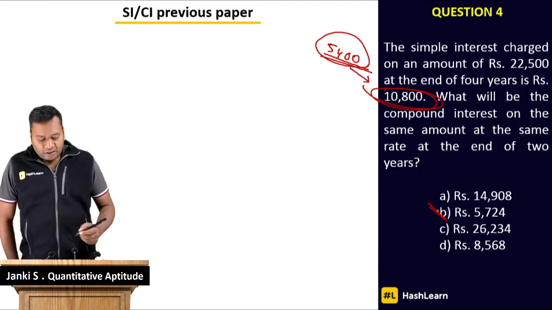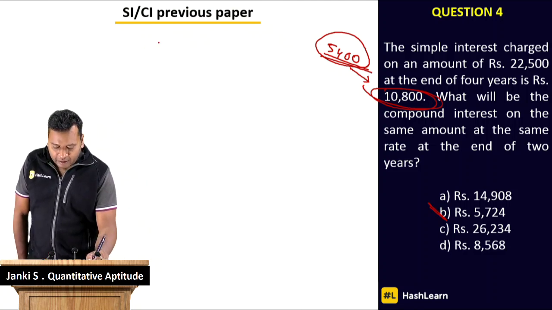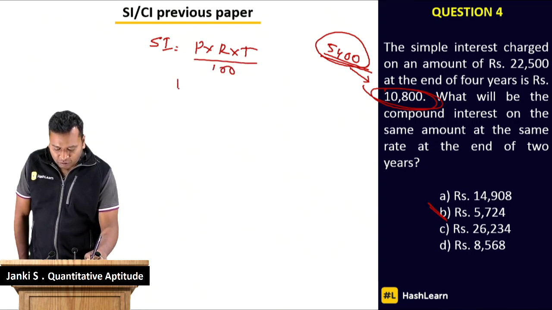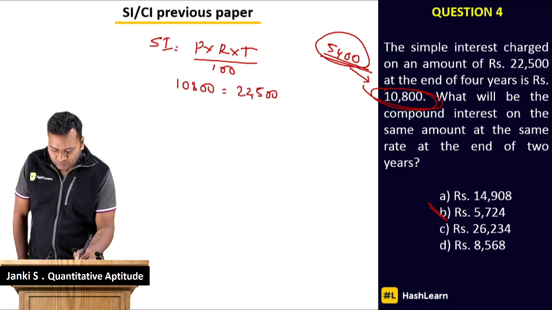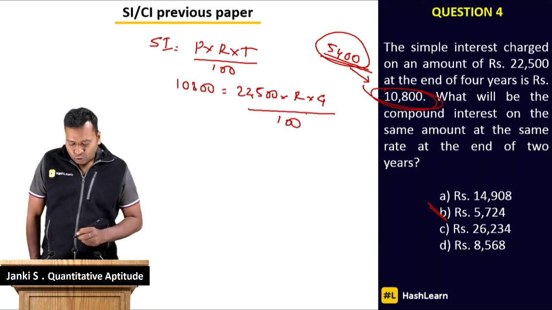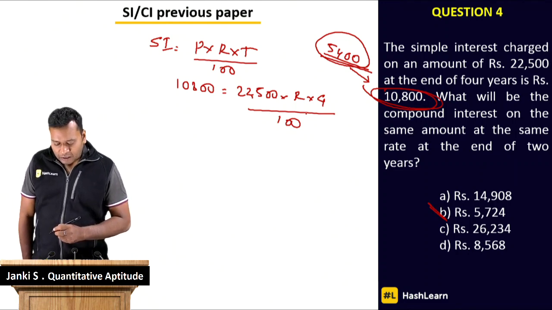सो माय कंडीशन नाउ इज नथिंग बट माय simple interest is nothing but P into R into T by 100. So according to this, my simple interest is how much? 10800 should be equal to 22500 into R into 4 by 100 is the value. So अगर आप calculate करें तो you can directly find out the rate of interest. My rate of interest is how much?